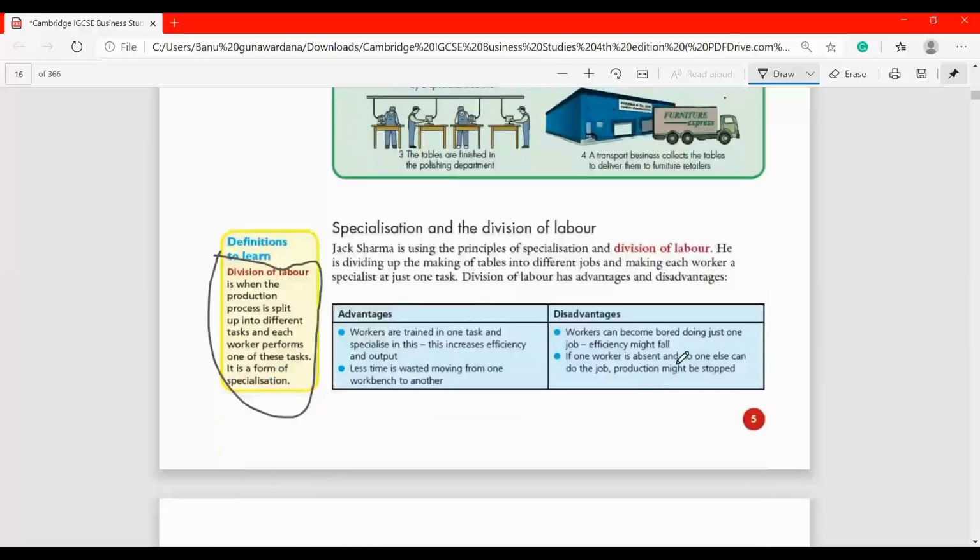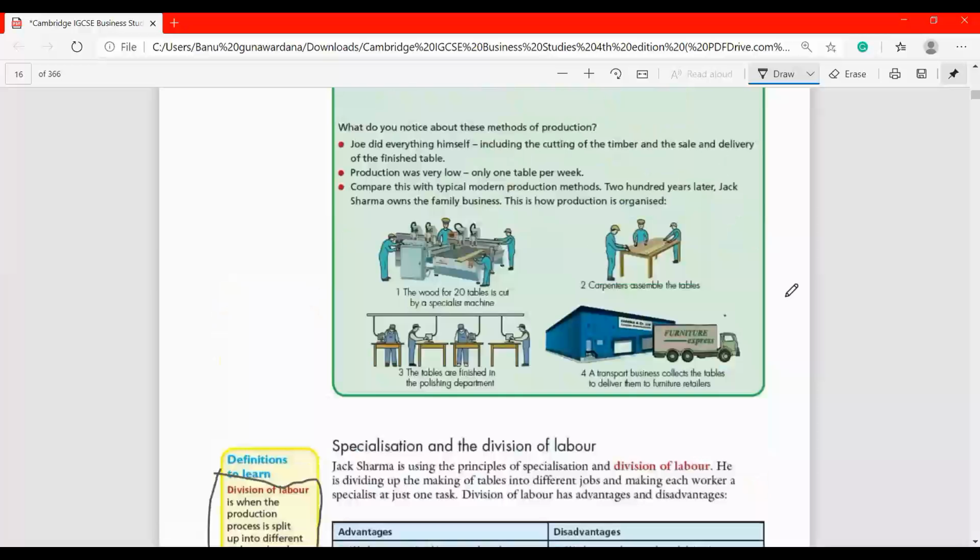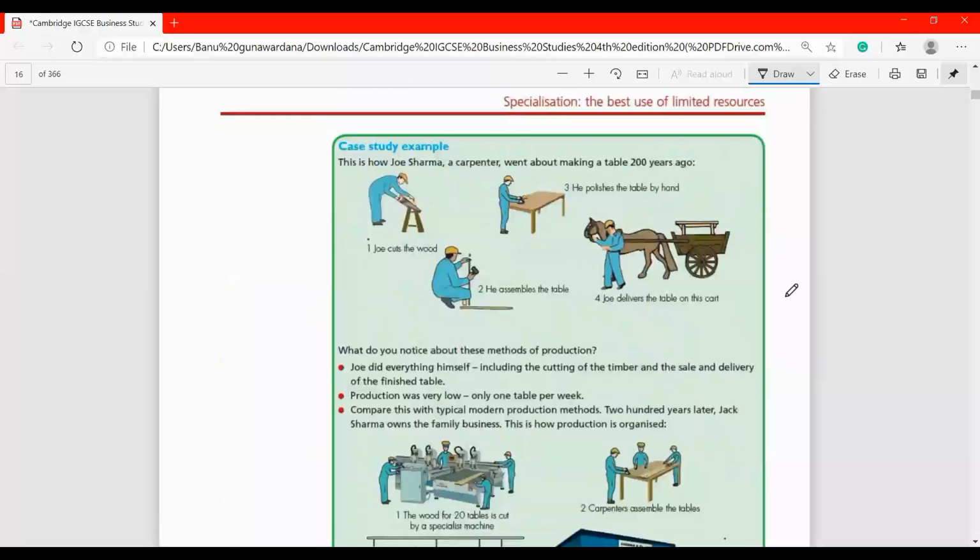The next thing is, if one worker is absent and no one else can do the job, the production process might be stopped. Definitely. If these workers are only trained on one aspect of the production process, and there is only one set of workers for one part of the production process, sometimes the workers might get sick, sometimes they might be absent. So for different reasons, the absenteeism of the workers might lead to a hold down in the production process, which will stop the business temporarily, which is not good.